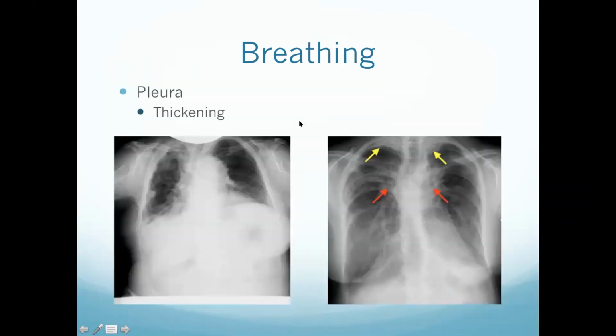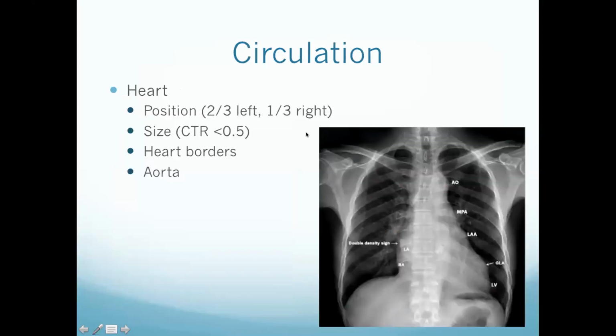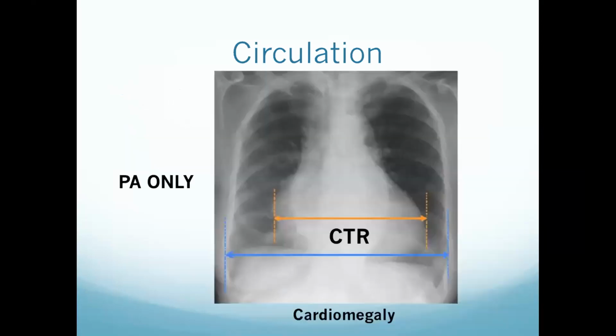And the other thing when looking at breathing, just look for pleural thickening, so for cancer or pleural plaques and things like that. Circulation, so mainly looking at the heart. Two-thirds of it should be on the left, one-third on the right. The big thing to look for is the size, so the cardiothoracic ratio. If it's more than 0.5, then you can say that's cardiomegaly. Look at the heart borders, is anything obscuring them? Have you still got the silhouette sign? You can also look at the great vessels as well.